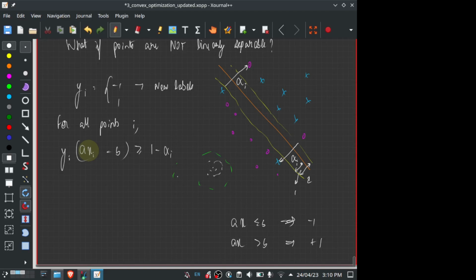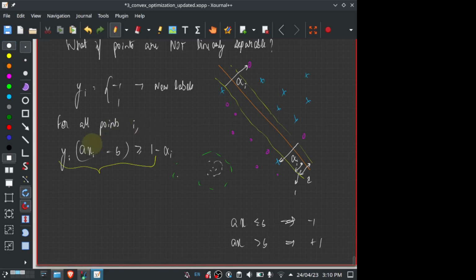So in the linearly separable case, my constraint would have been just this amount, right? That yi times (A transpose xi minus b) is greater than or equal to 1. I could have imposed this particular constraint. So why do we fix the margin? Effectively, I fix the margin to be 1. I have one free variable, right? The width of the margin or the norm of A.